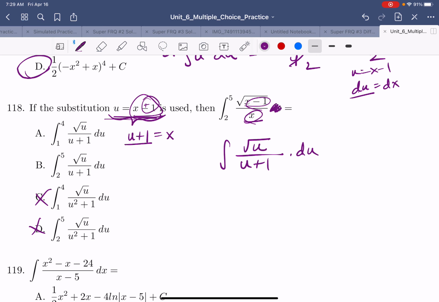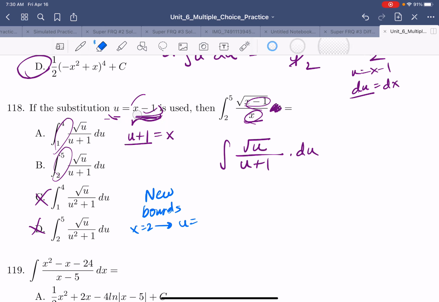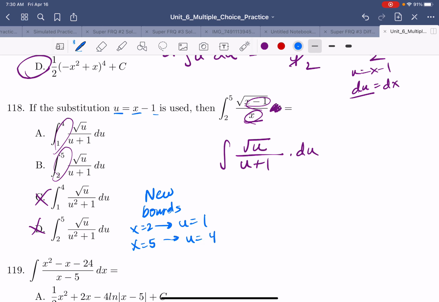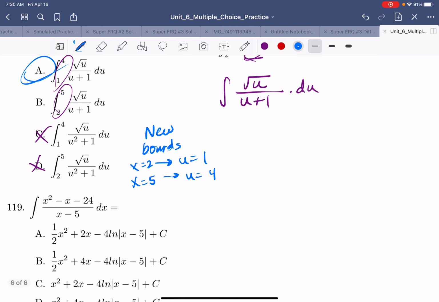And now the only difference between these two are the bounds. Hopefully by now you understand that if you're doing a u substitution, you're most likely going to change your bounds. So your new bounds: if we're going from x equals 2, then my u is going to be x minus 1, so my new u will be 1, and for x equals 5, my new u will be 4. So A is the answer for 118.